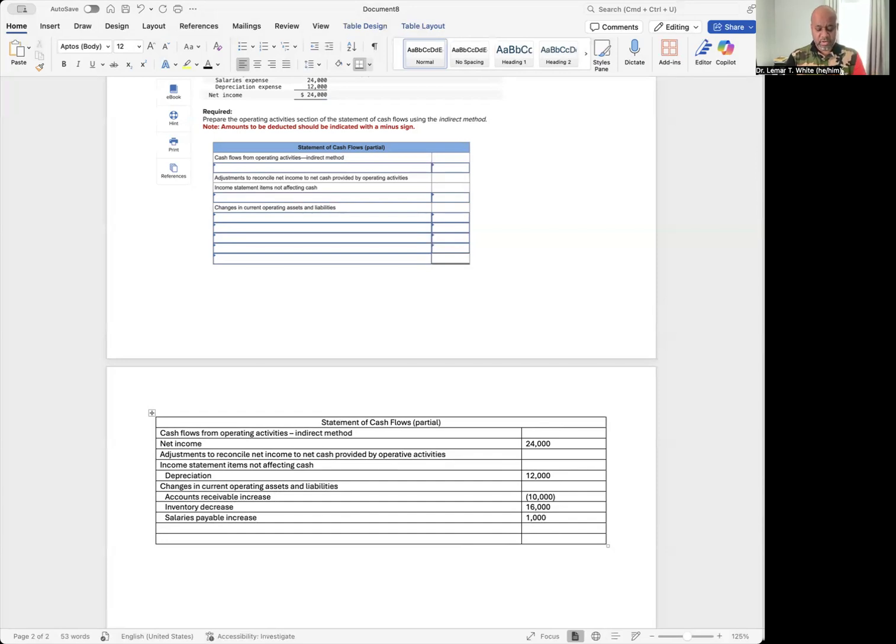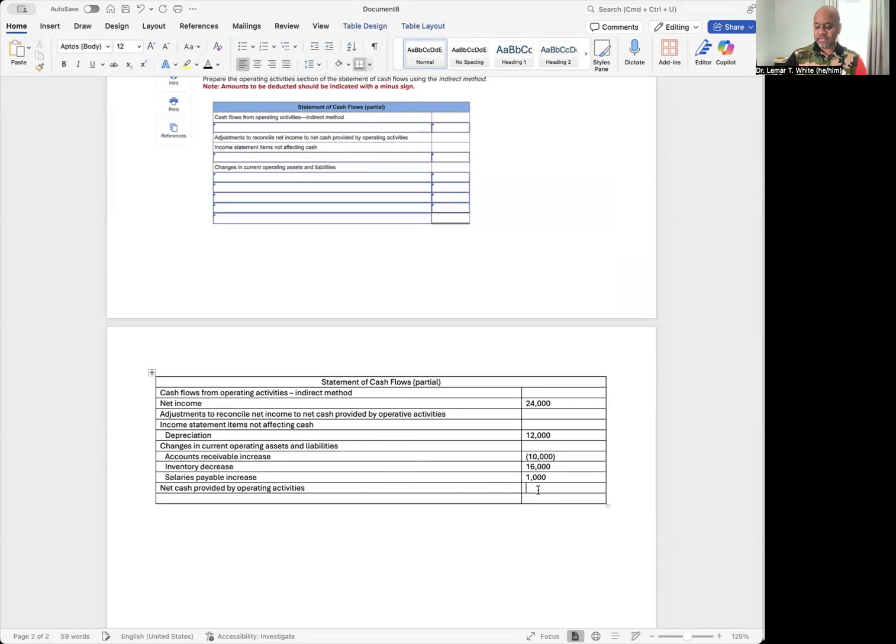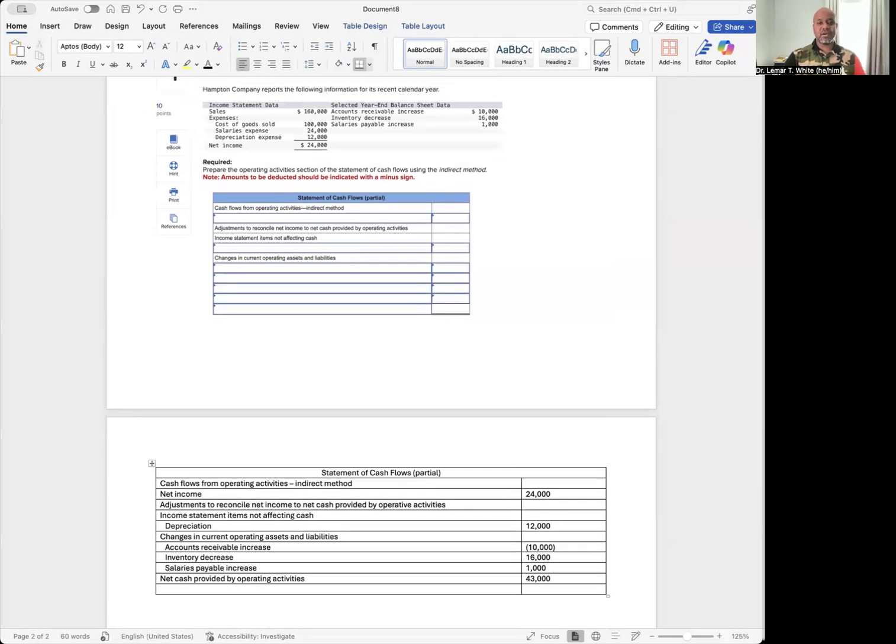Okay, so when we take, I'm getting my calculator open. We take our 24,000, we add our 12,000, we subtract our 10,000, we add our 16,000, and we add our 1,000, and we get our net cash provided by operating activities. And that's going to be $43,000. And that's how you solve number one for this week's homework.